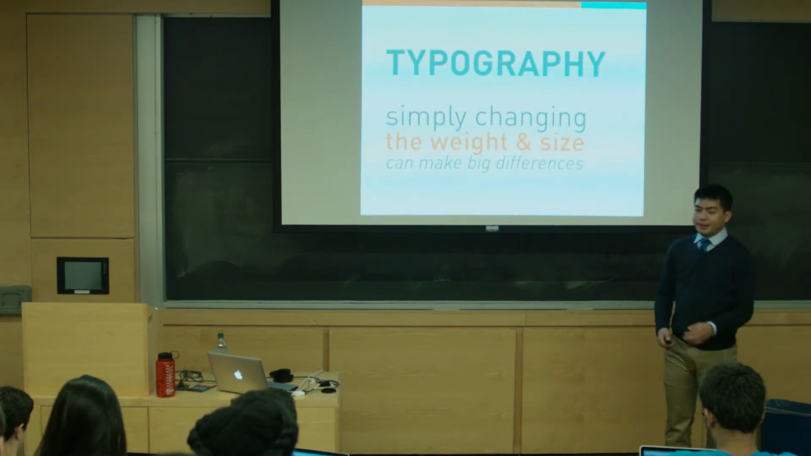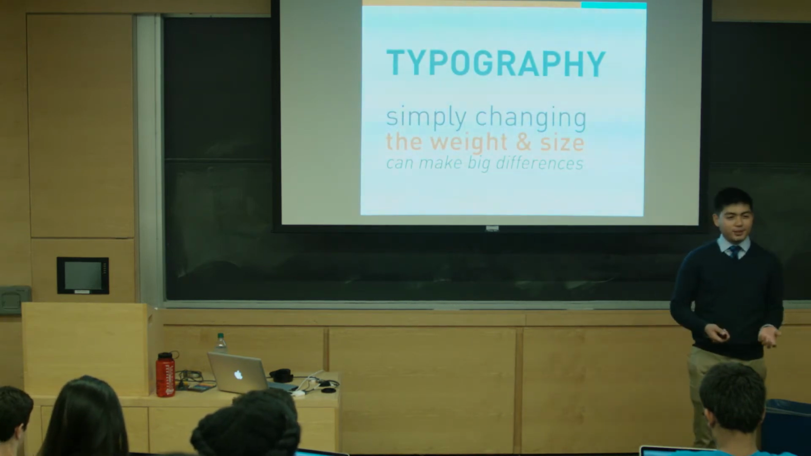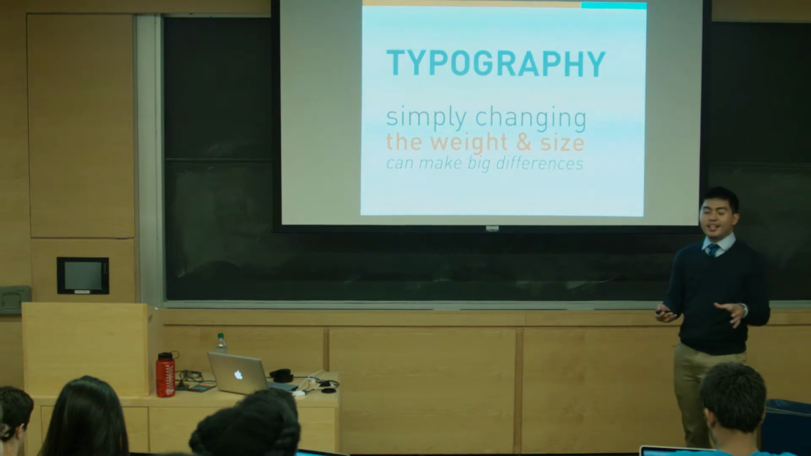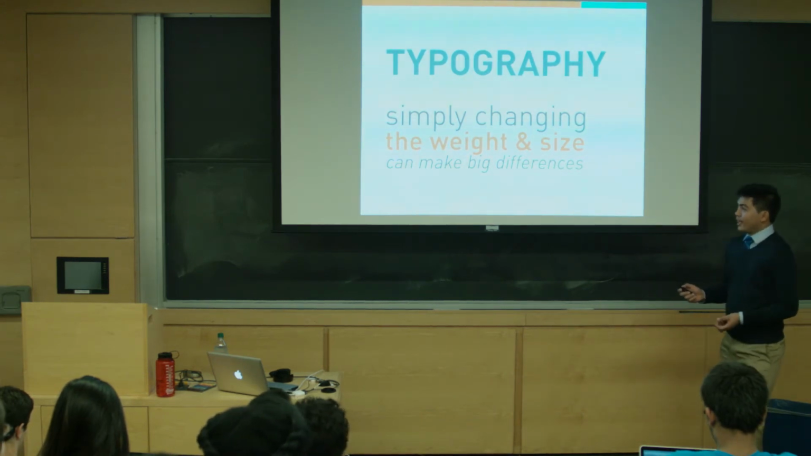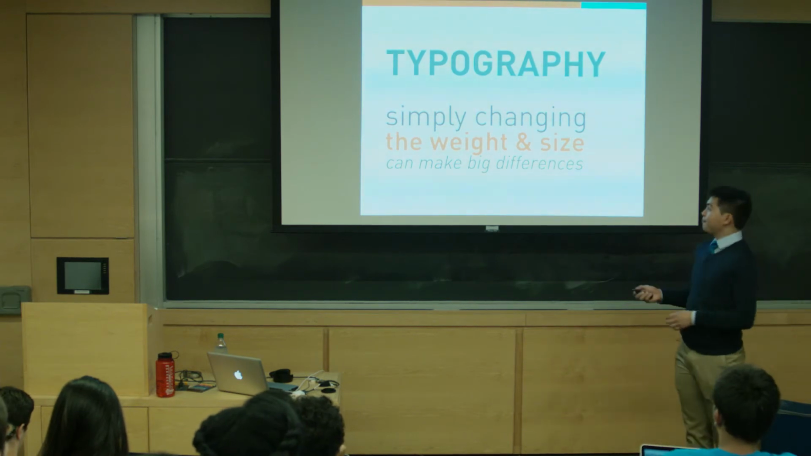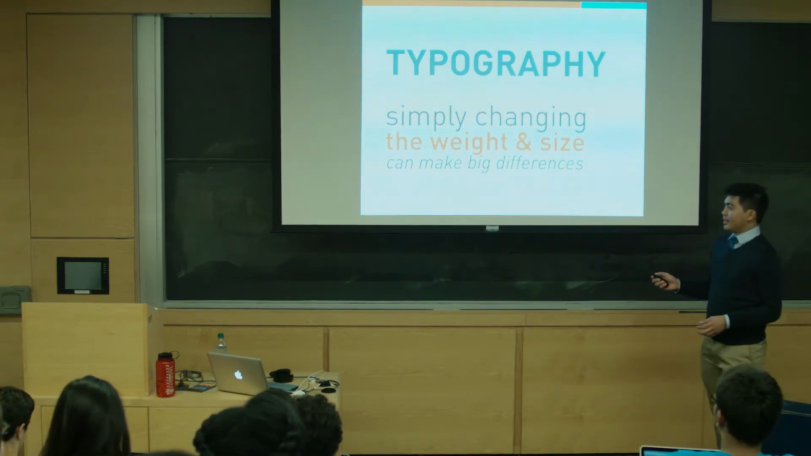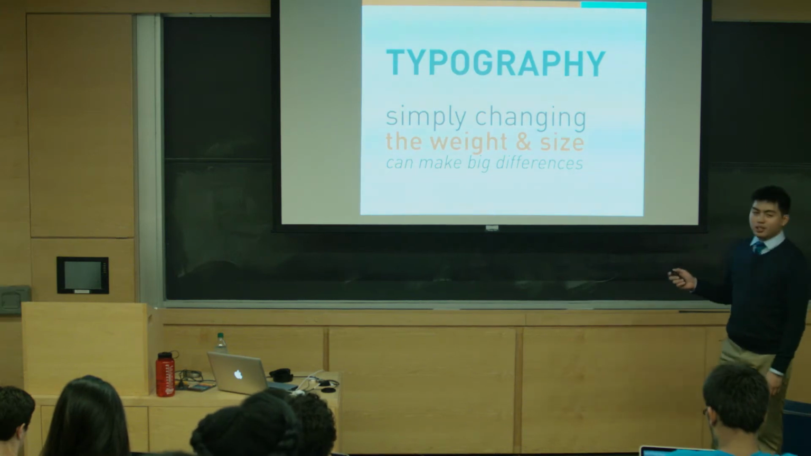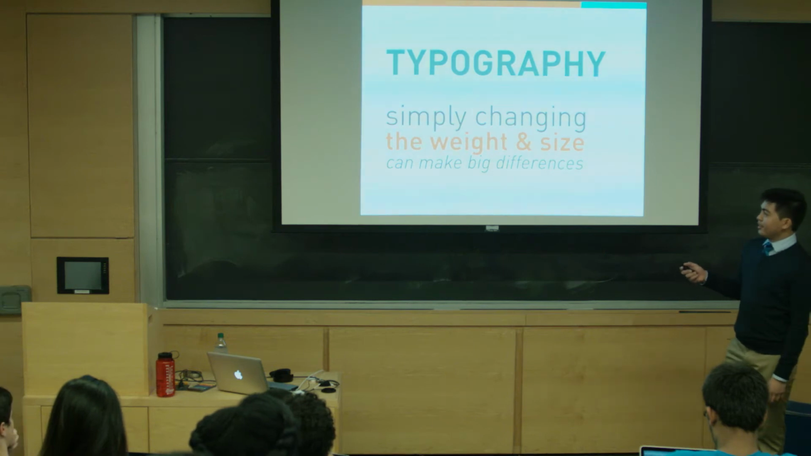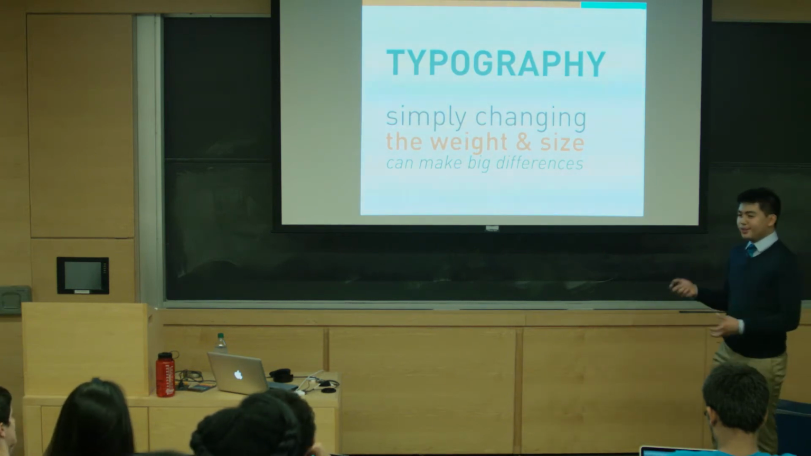Second thing, typography. A lot of people, again, don't take this seriously, but this is like the easiest way to make your presentations look really good. Simply changing the weight, which is the thickness, and the size can make big differences. This is proof of that. This font is called DIN, and this is bold, this is regular, this is also bold but in a different color, and this is italics. I'm sure you all know.